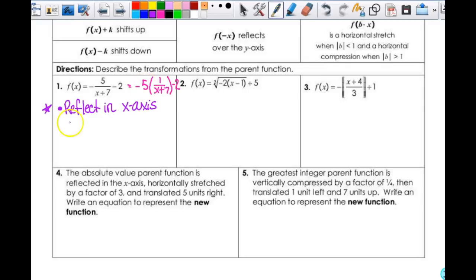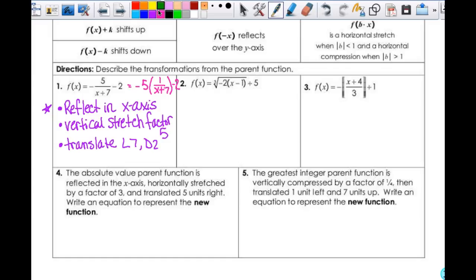So that's my reflection. That 5 is going to be a vertical stretch by a factor of 5. And then this 7 right here is going to be a translation. So I'm going to translate left 7 and then down 2.